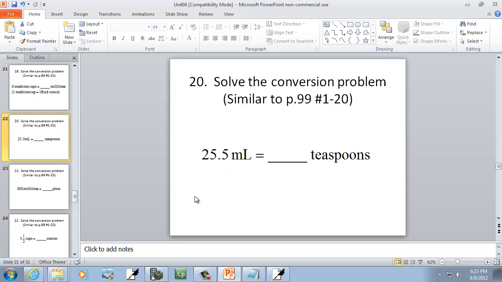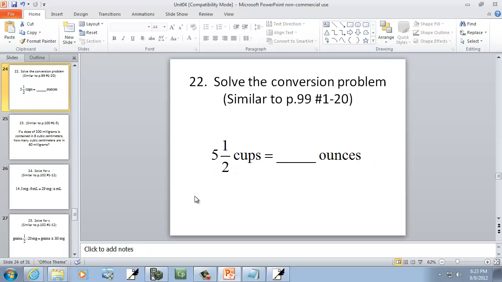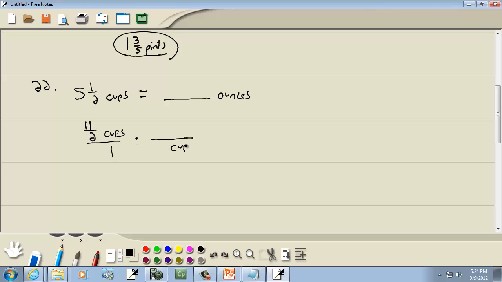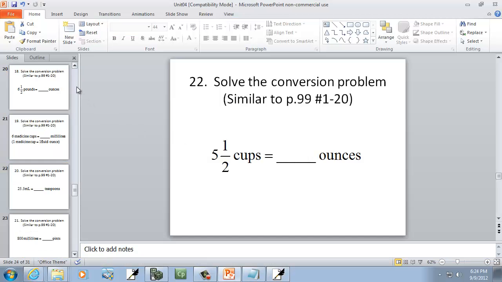Number 22. 5 1/2 cups equals blank ounces. Okay, so this would be, and you can put it in decimal form if you're more comfortable with that, but this would be in proper fraction form. 5 times 2 is 10, plus 1 is 11, so that's 11/2 cups. Cups is up there, cups has to be down here. Hopefully we'll find some kind of tie between cups and ounces. So let's go look.